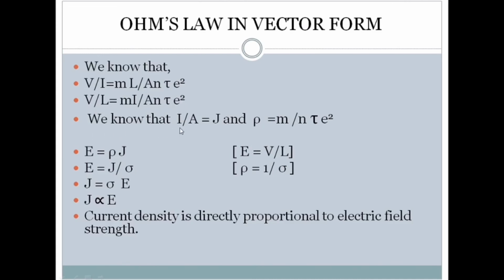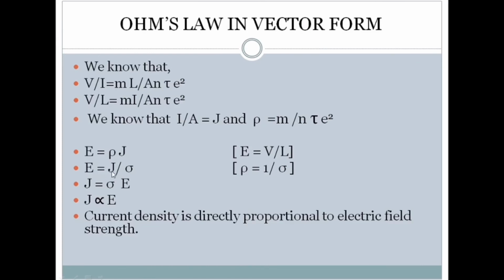We also know that I upon A is equal to J, where J is the current density and is defined as current per unit area. And rho, resistivity, is equal to m upon n e squared τ. So in this expression, replace I upon A with J and m upon n e squared τ with rho. And V upon L is equal to E. So E will be equal to rho into J.